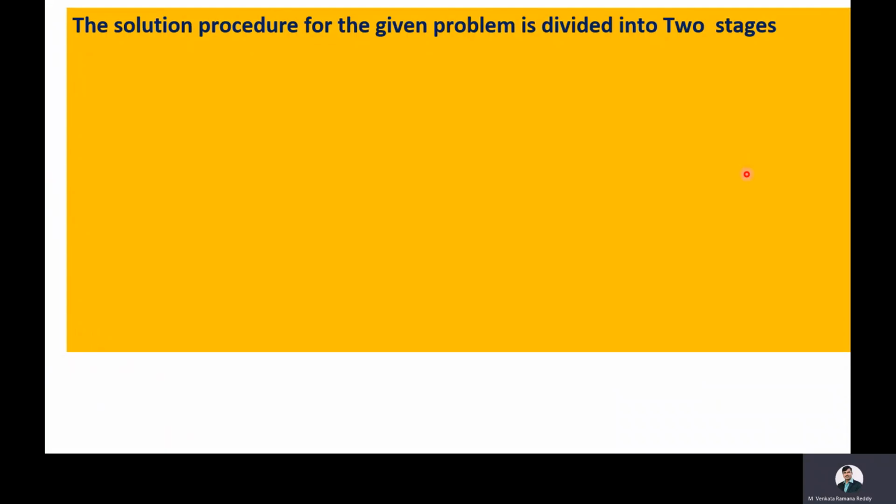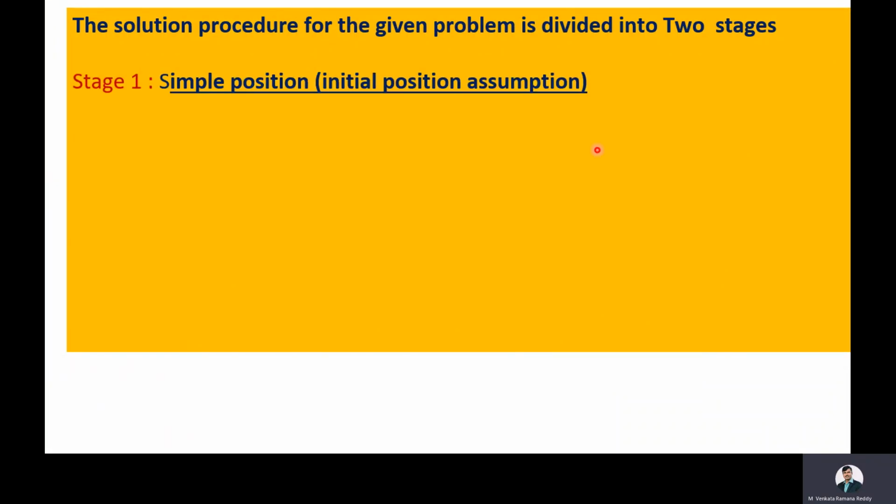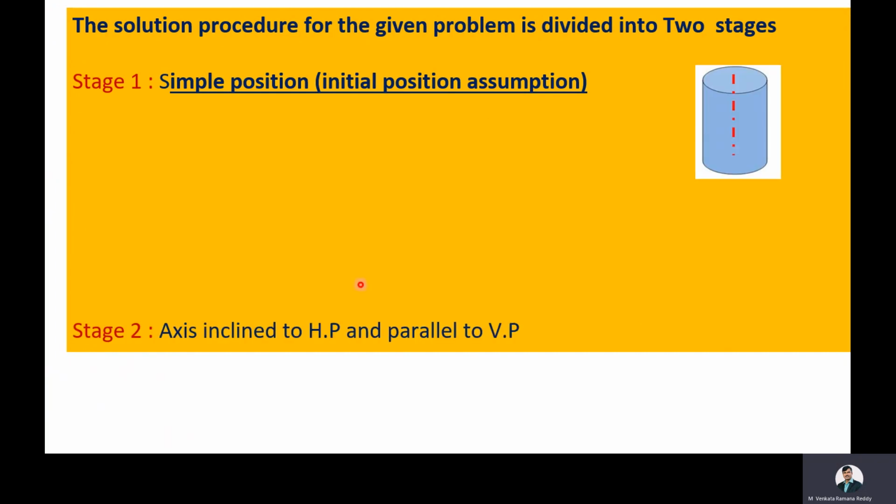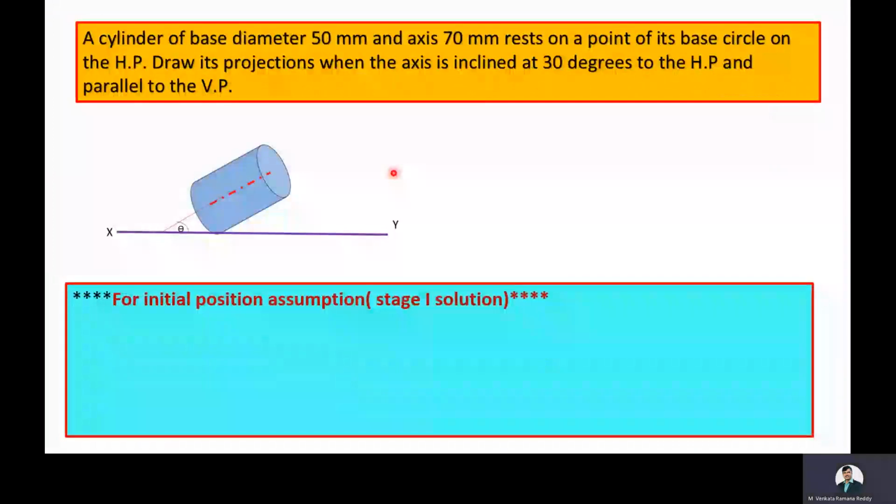Basically, the solution procedure for the given problem is divided into two stages. First stage, that is simple position of the cylinder, and second stage is cylinder's axis inclined to HP and parallel to VP. Then we'll move towards how we are going to consider the initial position assumption of the cylinder. In the problem, it is mentioned that the cylinder is resting on a point of its base circle on HP and its axis inclined to HP and parallel to VP.